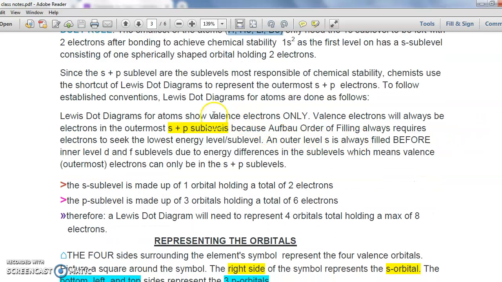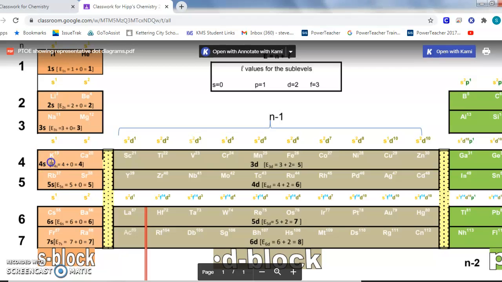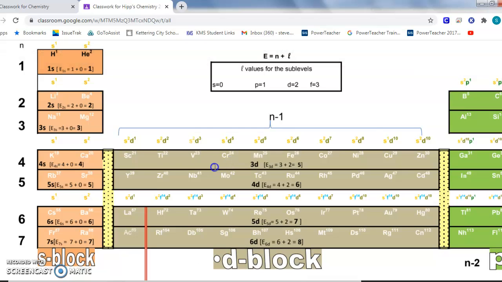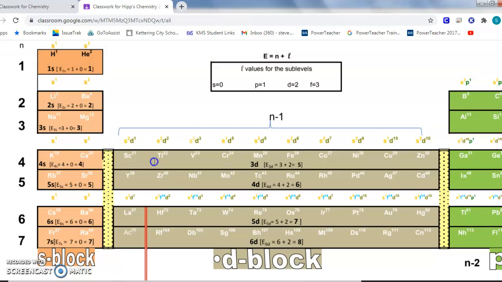So Lewis dot diagrams show valence electrons only. Valence electrons will always be in the S and P because of Aufbau's order of filling. Valence electrons can never be in the D or F. Just as a reminder why: electrons will go into the 4s and then go back and fill the 3D. So the outer level is going to be the 4s when the 3D is being filled.